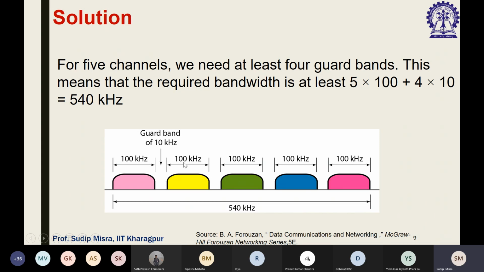So 4 guard bands will give you 40 kilohertz, and these 5 channels are going to give you 500 kilohertz. So 500 plus 40 is 540. 540 kilohertz is the correct answer. Very good. Let's now move ahead.